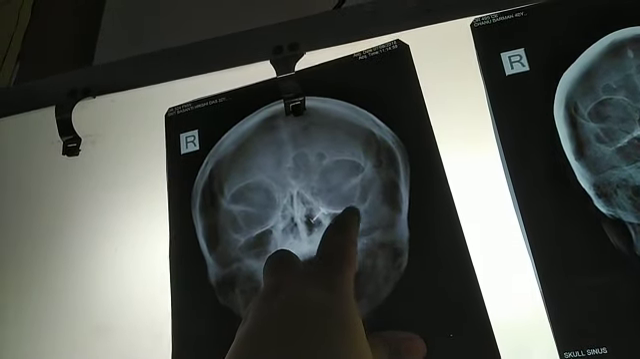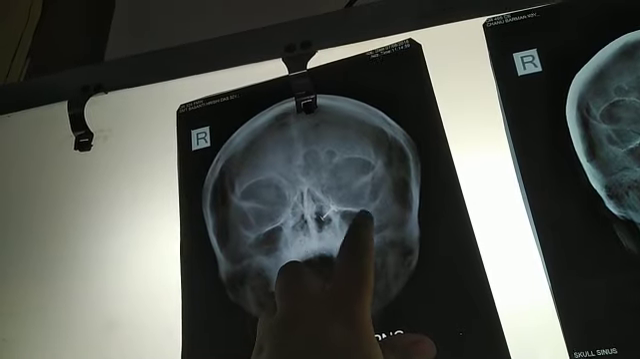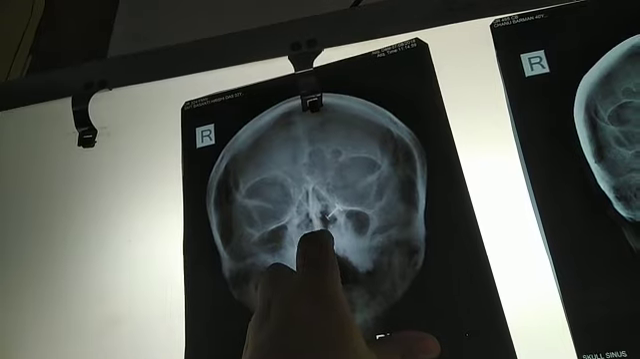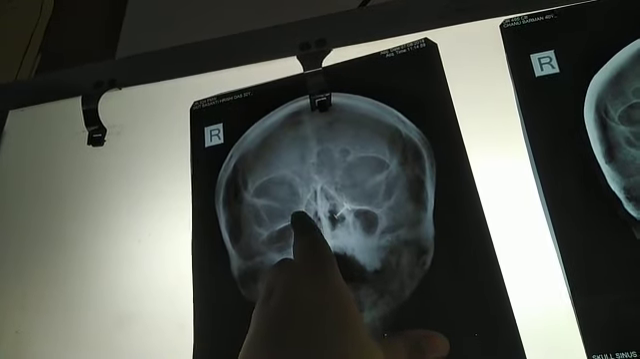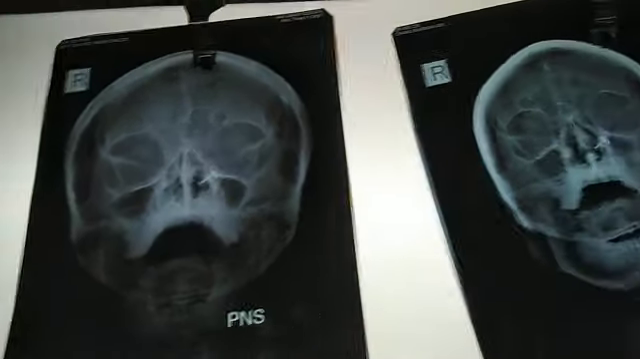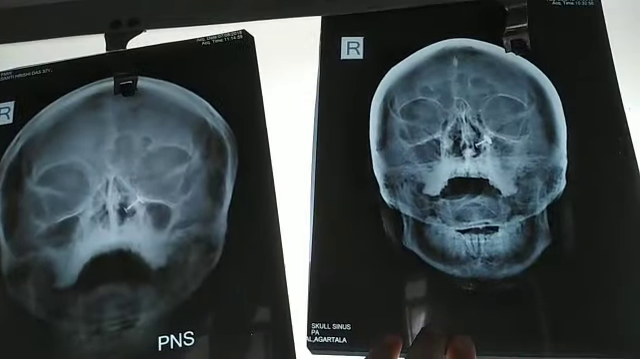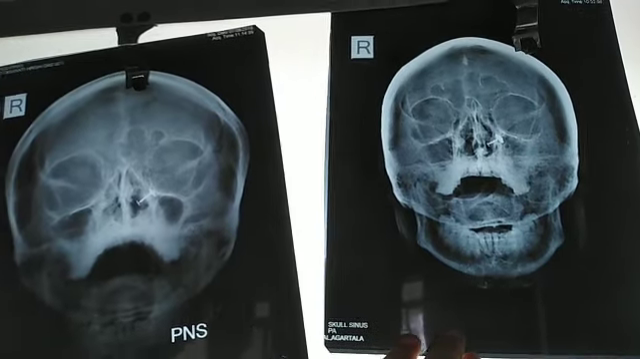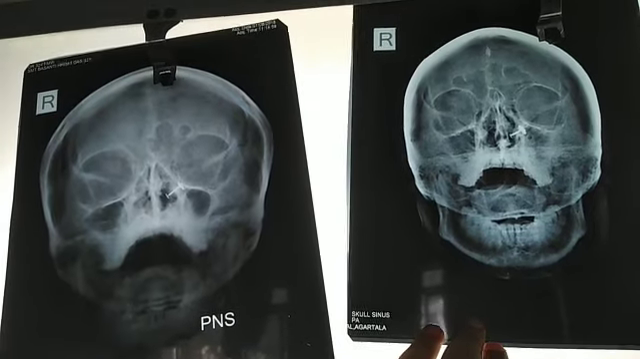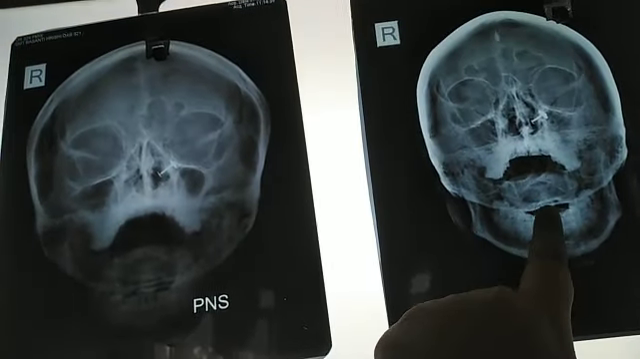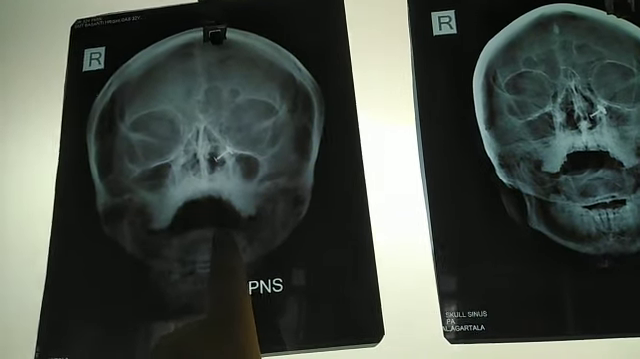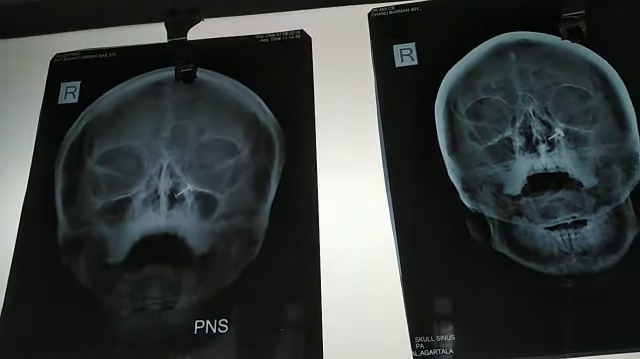Orbit, inferior ring of the orbit. Then this is my maxillary sinus, this is the ethmoid sinus, slightly left-sided DNS. This is not straight, so the patient has a slightly left-sided DNS. This is okay, but one mistake here is that the image is not cropped. You can also see the odontoid process here. This is the odontoid process. This is my C2 and this is C1 and C2.